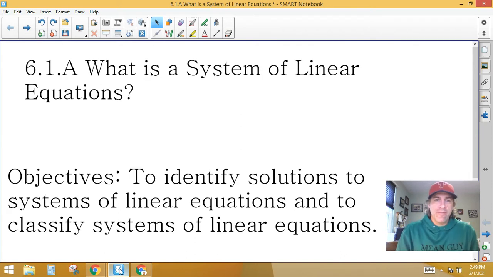All right. Goal today, we want to identify a solution. What is a solution? What does it look like? And what does that mean? And then we're going to start classifying some of these systems of linear equations.